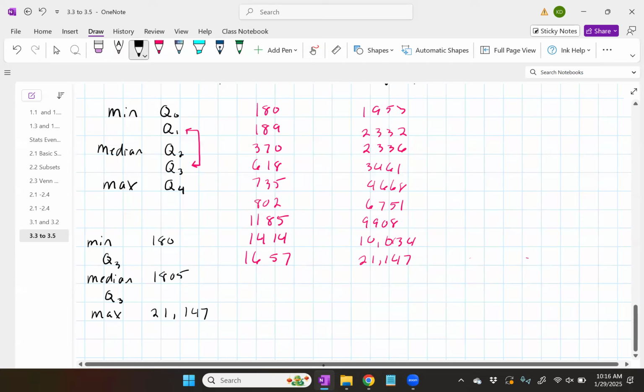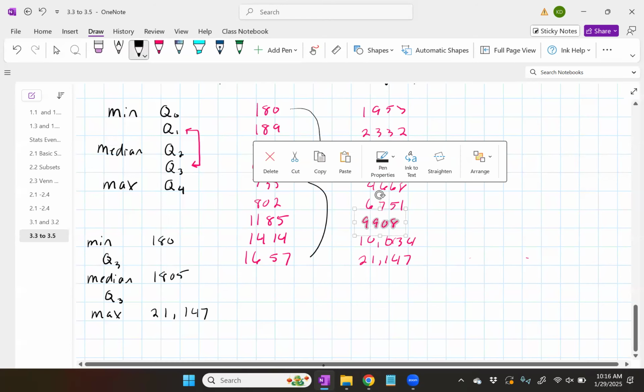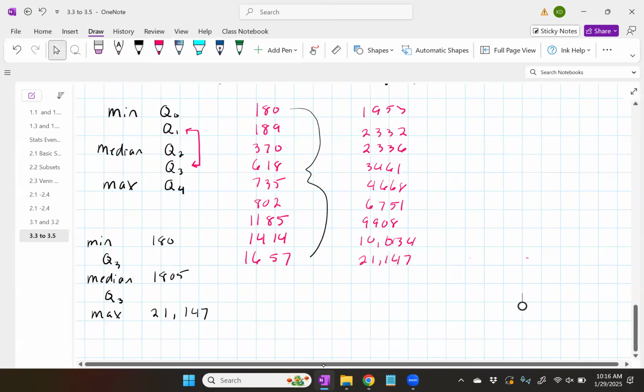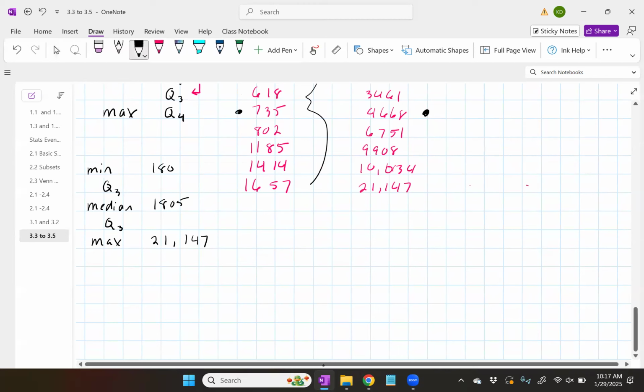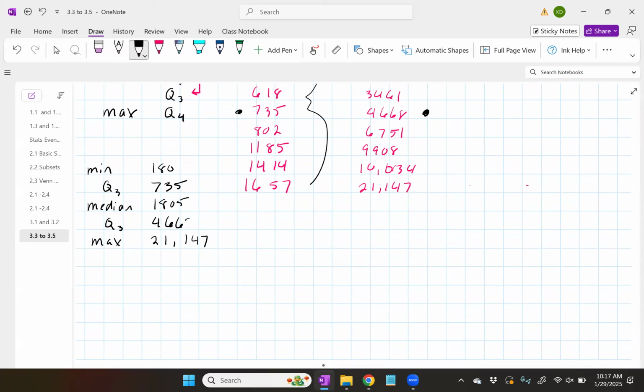So for our Q1, I take the lower half of my data, which is this. Can you find the median of that half of the data? Well, we have 9 values. So 1, 2, 3, 4, 5. That's our median of the lower. Median of the upper will be in the same place since I'm symmetric. So 735 and 4668.